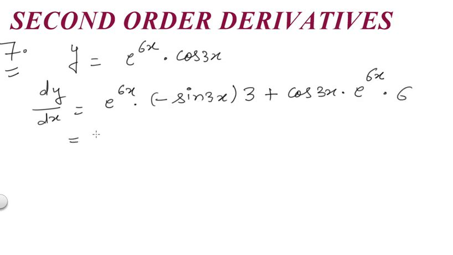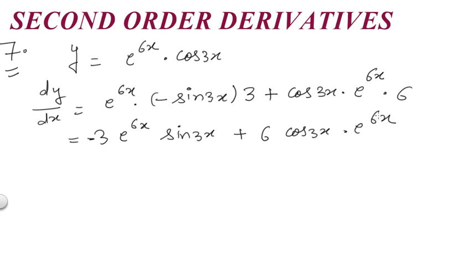So we have minus 3 e to the power 6x sine of 3x plus 6 cos of 3x e to the power 6x. This is what we have now. Now we can again take e to the power 6x, 3e to the power 6x is common, and again apply the product rule, or directly also we can solve it. Clear? So let us take it common first. We will take minus 3 e to the power 6x common.